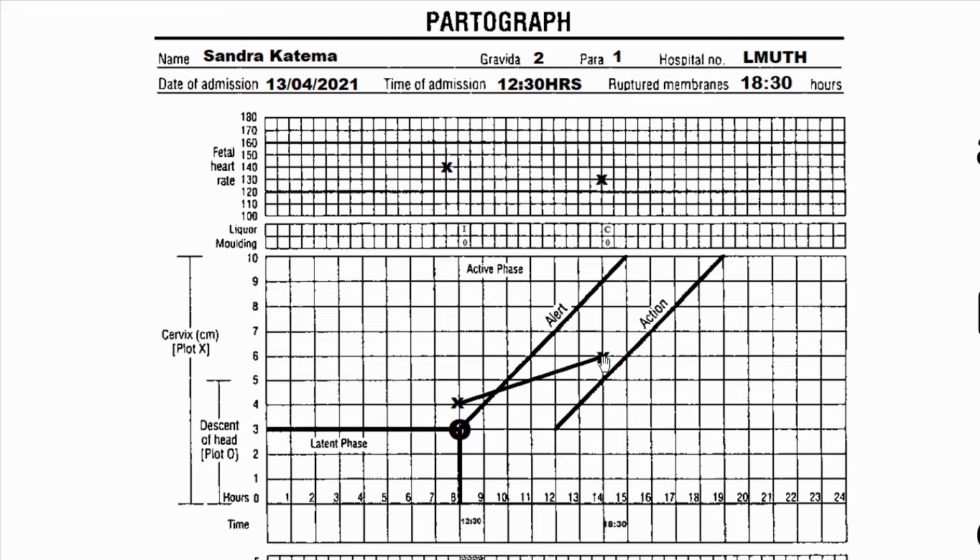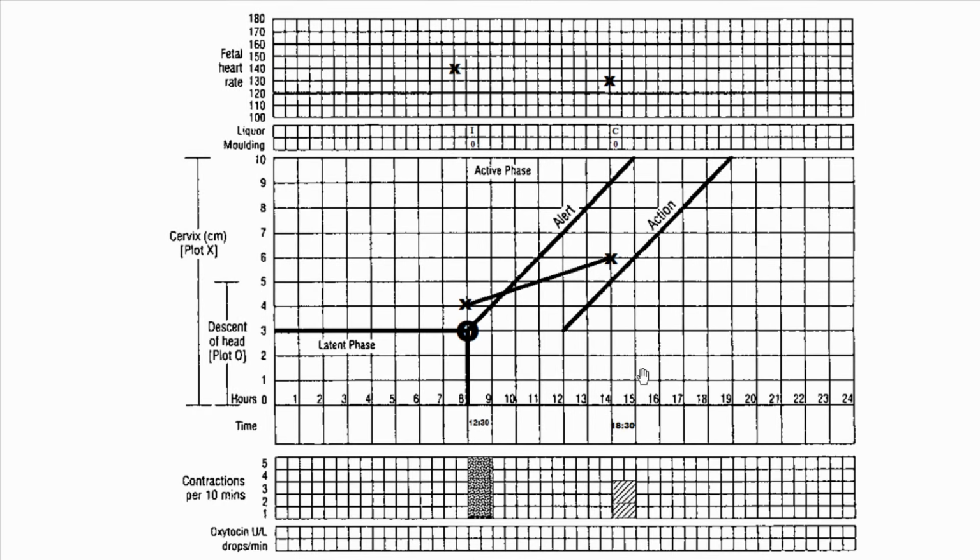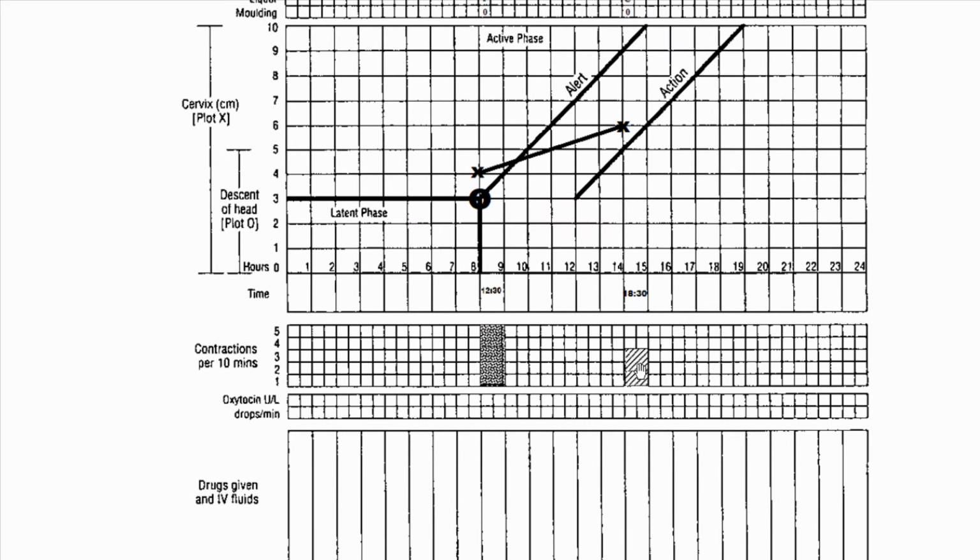The cervical dilatation was at 6 centimeters, so it's past the alert line. It's going towards the action line, so you plot that here. Contractions were 3 contractions in 10 minutes, and these contractions were lasting 25 seconds. So you mark that on your partograph over there.